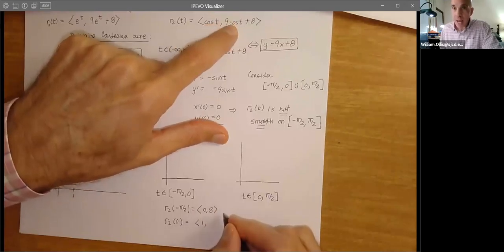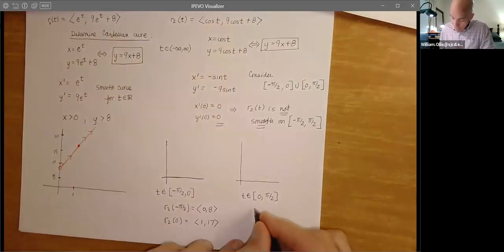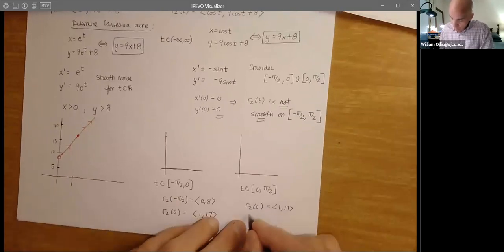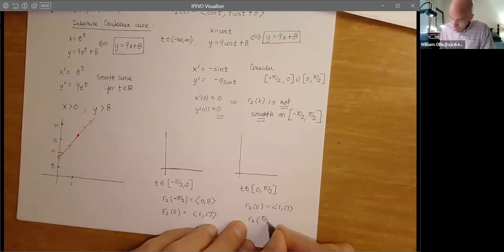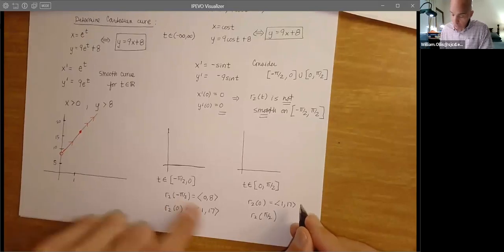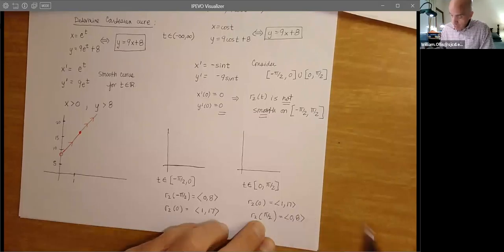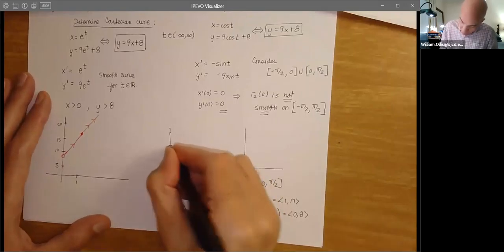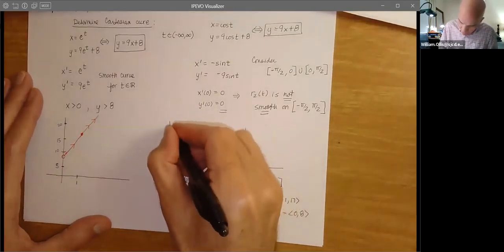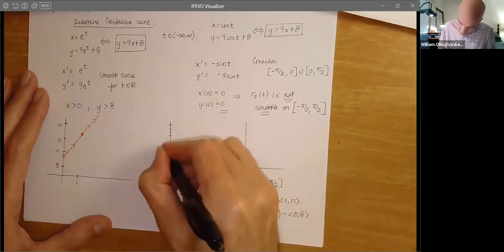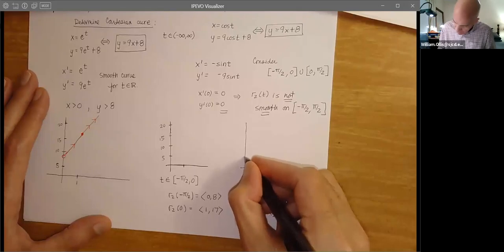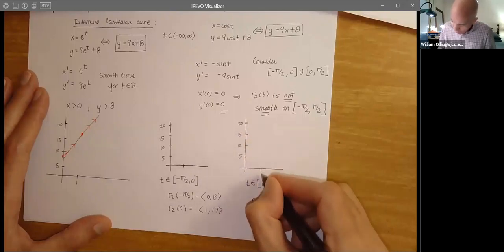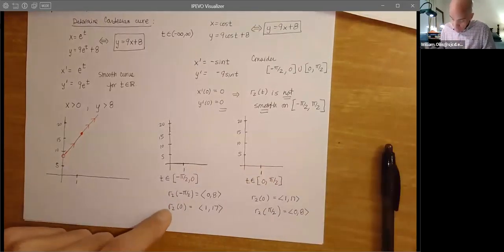So when we put negative pi over 2, again, the cosine there is 0, so we just get 0, 8. And then at 0, of course, we get 1. And here we get 9 plus 8, which is 17. Likewise here, R2 of 0, we already know what that is. That's 1, 17. Nice, even function. R2 of pi over 2 is just R2 of negative pi over 2, even function. We get 0, 8. So now when we look at these, let's do the same kind of deal here. We'll do a 1, and then we'll do 5, 10, 15, 20, same over here. So 5, 10, 15, 20.